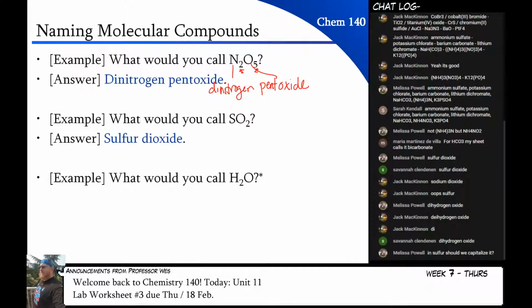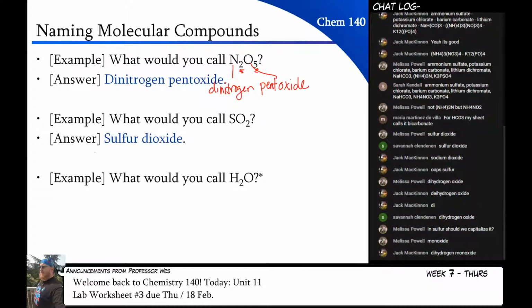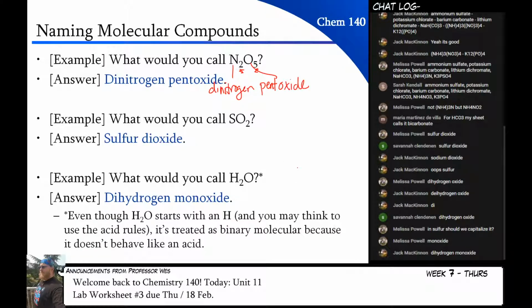No, don't capitalize sulfur. Never capitalize element names. The only reason that my answer is capitalized here is because it's the start of a sentence. There you go. Dihydrogen monoxide. Very good. Now, for H2O, we're using the molecular rules because water primarily acts as a molecular compound. It can behave like an acid, but it really doesn't. So if you see H2O, call it dihydrogen monoxide.